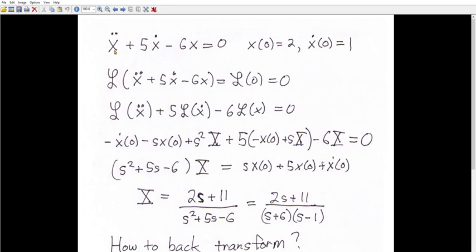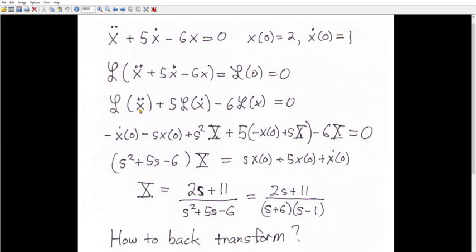Let's do one more problem. X double dot plus 5x dot minus 6x equals 0. X of 0 is 2. X dot of 0 is 1. So we Laplace transform the left-hand side, and that's equal to the Laplace transform of the right-hand side, and the Laplace transform of 0 is 0.